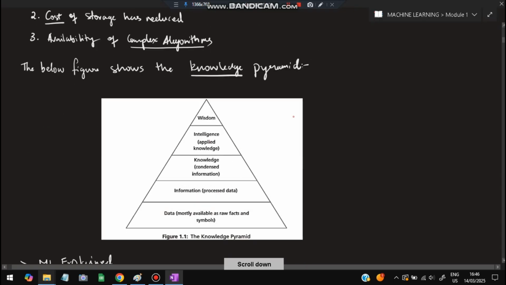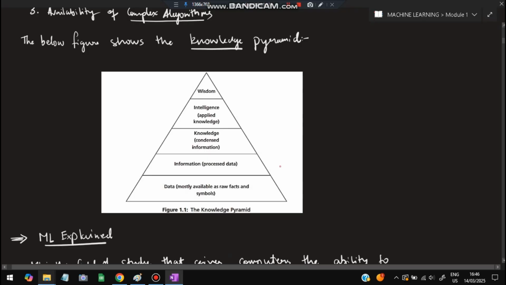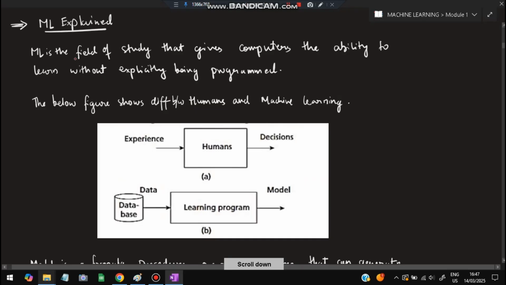Below shown is the knowledge pyramid. What do you mean by knowledge pyramid? It shows how data gets transformed into wisdom. Data is mostly available as raw facts and symbols. The information is present, but it is not understandable; it's just data. When it is processed, we get information which is useful to us, and from that comes knowledge, which is condensed information. When this is applied to some field, it becomes applied knowledge, and when applied knowledge is taken to the next level, it becomes wisdom, which means taking decisions appropriately.